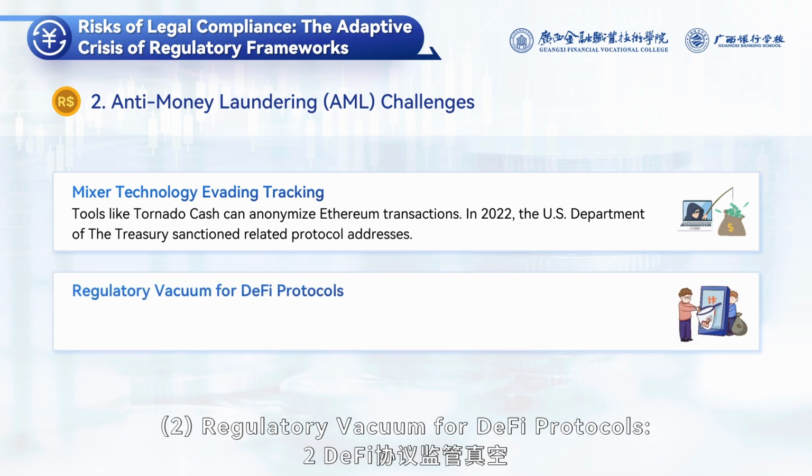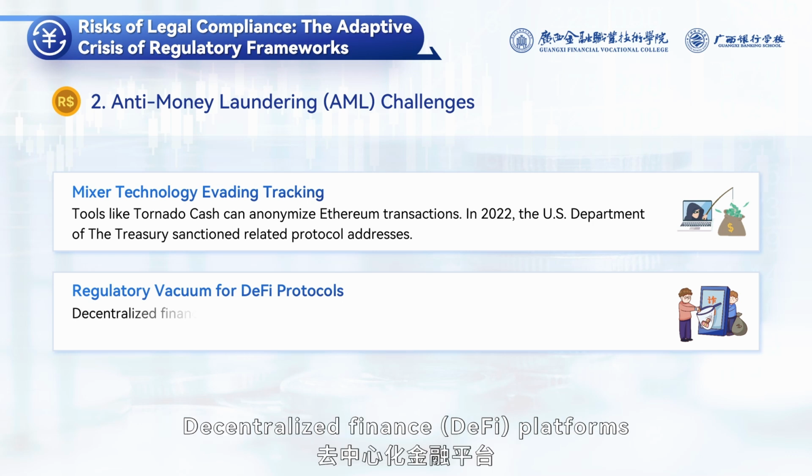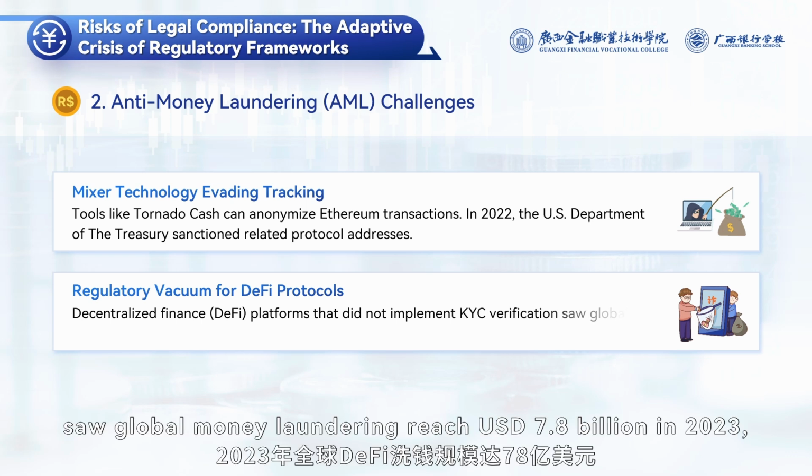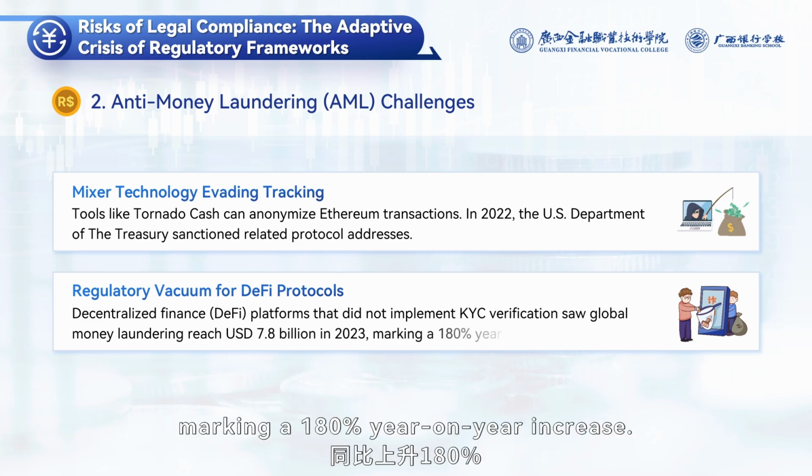2. Regulatory vacuum for DeFi protocols. Decentralized finance platforms that did not implement KYC verification saw global money laundering reach $7.8 billion in 2023, marking a 180% year-on-year increase.